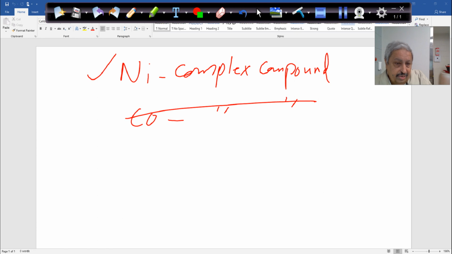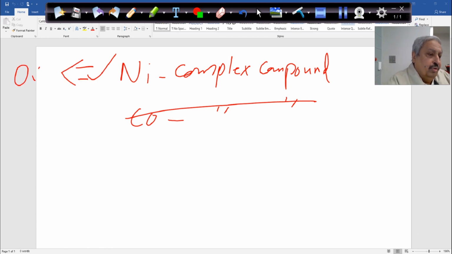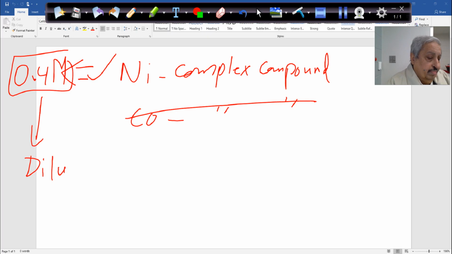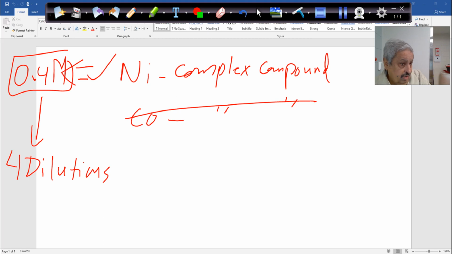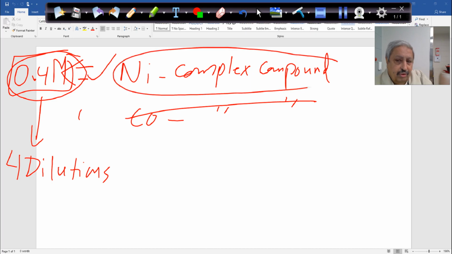So the nickel, we'll have to prepare 0.4 molar, and then we'll make dilutions. We'll make 4 dilutions of this 0.4. First we'll prepare 0.4. We know the structure of this compound. We know its molar mass, correct? So we can determine, and we know how much we have.